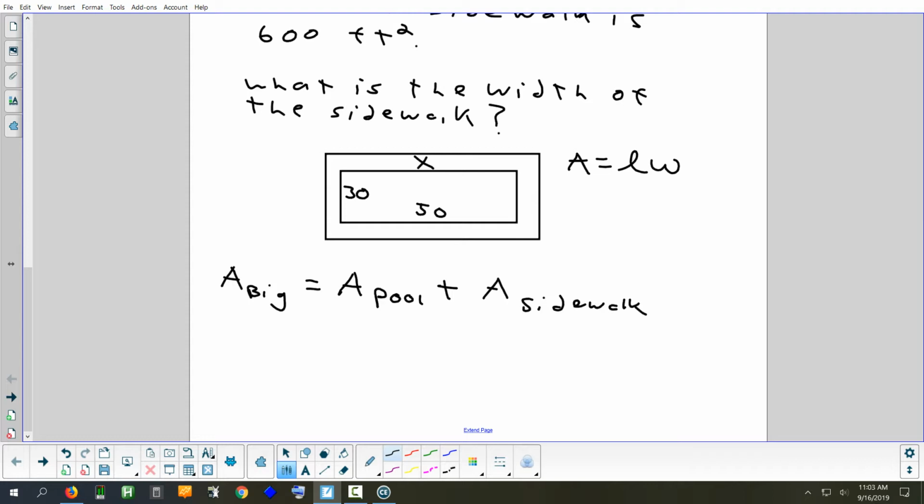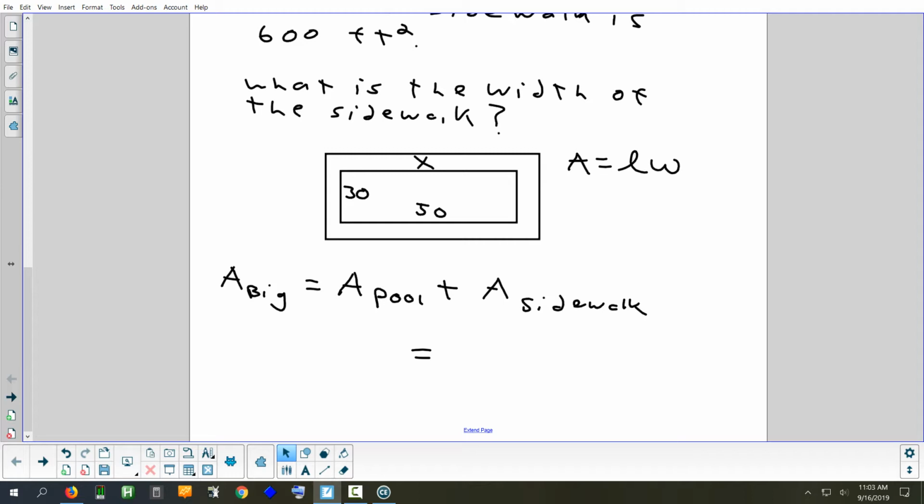Okay. Let's fill in what we can. And at some point, we're going to have some variables because we're not going to be able to figure out the area of the big rectangle. And that's going to be the variable we need to solve for. All right, let's start with the area of the pool.